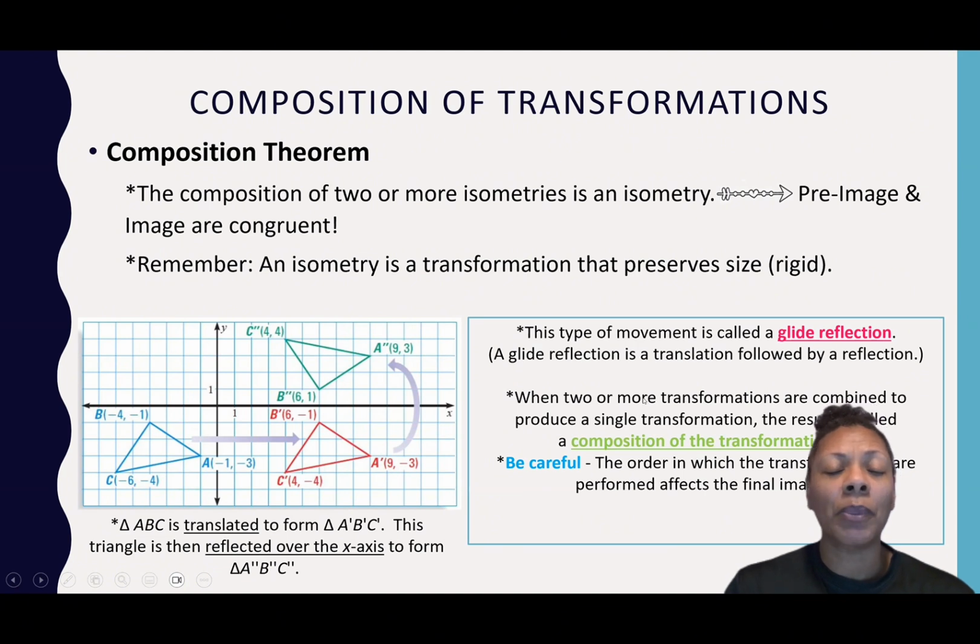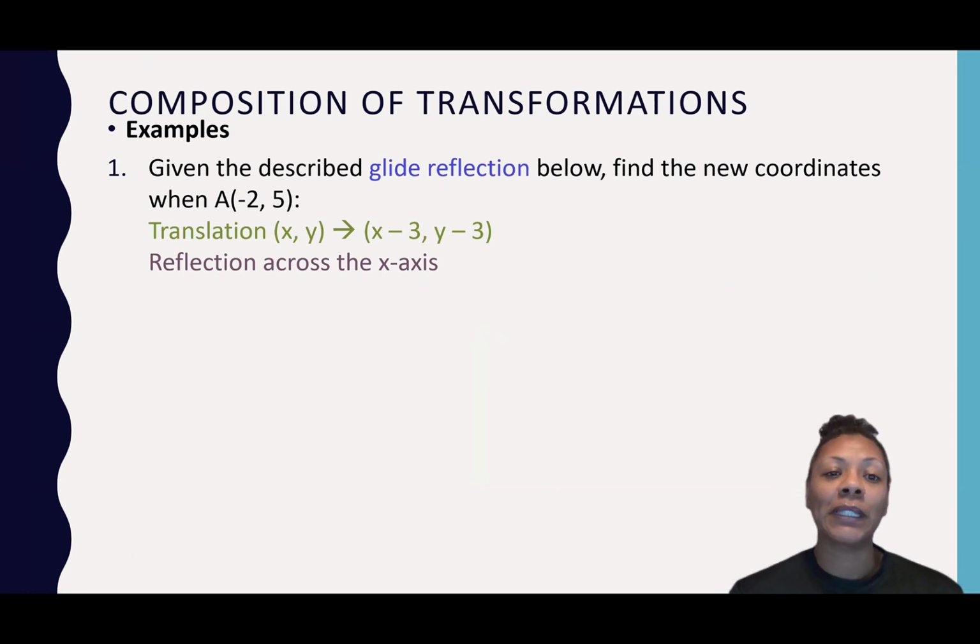I'm also going to show you some more examples when two or more transformations are combined to produce a single transformation, and that's again called a composition of transformations. The last slide is going to show you the order in which you should actually follow the transformations. All right, so for example 1, we're given the described glide reflection below.